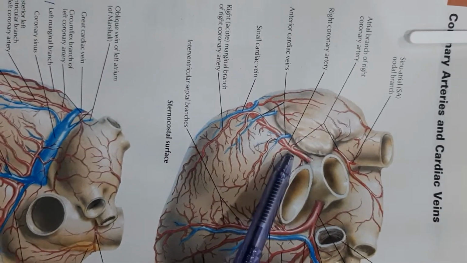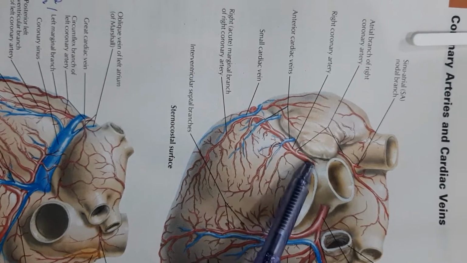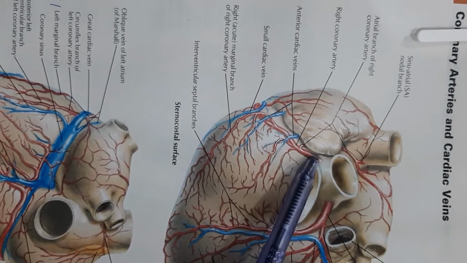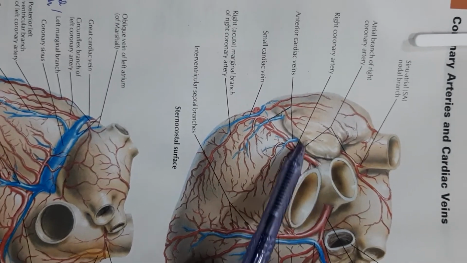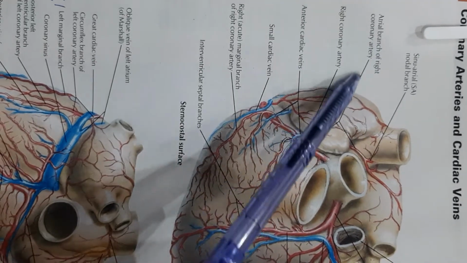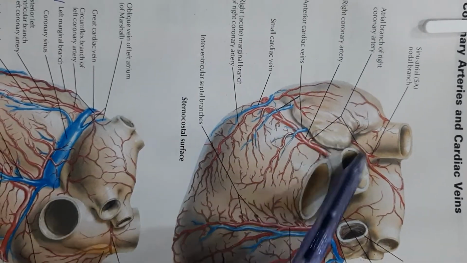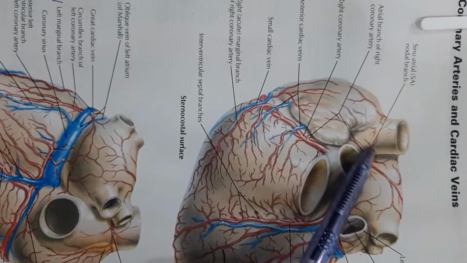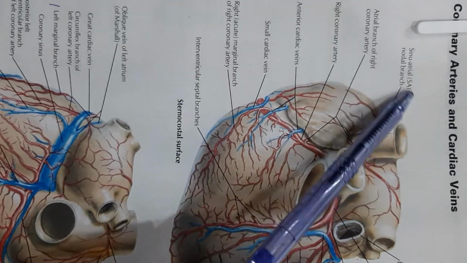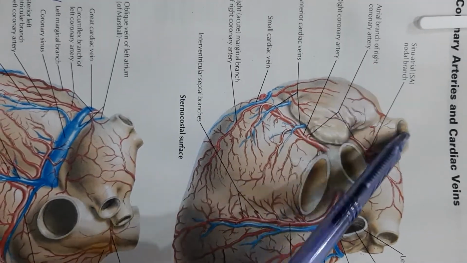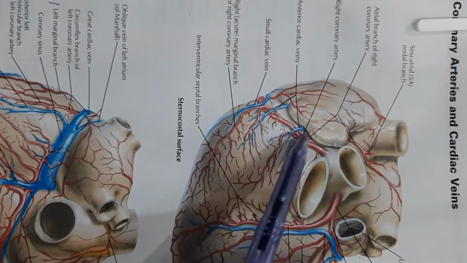The right coronary artery originates from the base of the aorta through the sinuses, and it gives rise to a branch called the atrial branch of the right coronary artery, which supplies the atria. It moves further and also gives a branch to the SA node through the SA nodal branch.